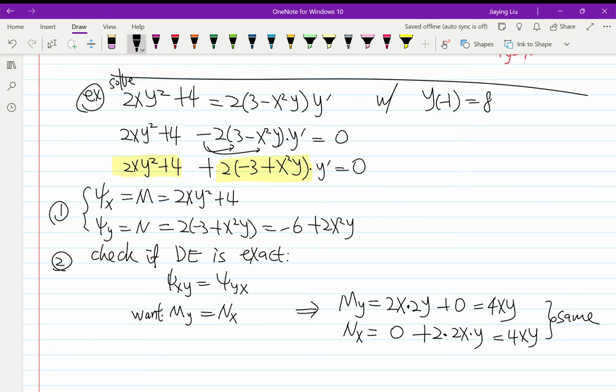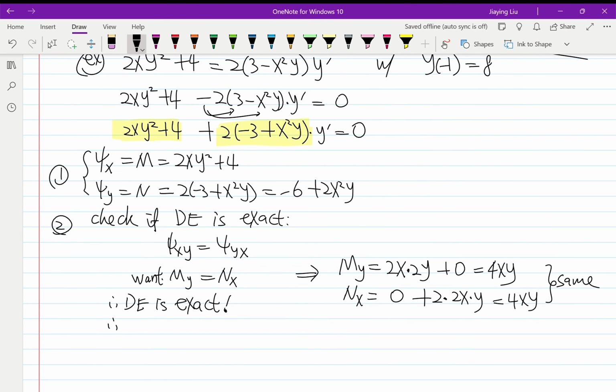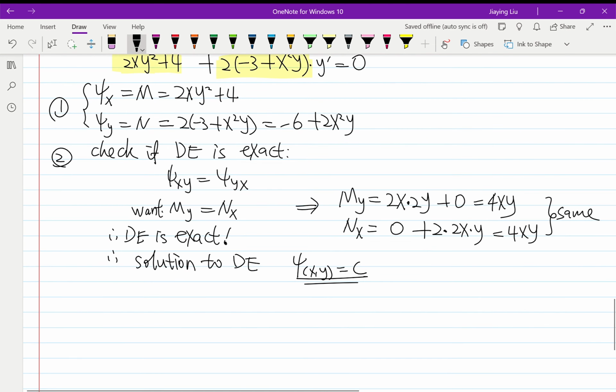That tells us that the differential equation is exact. That's a good thing because we know what the solution looks like. So the solution to the differential equation is going to be psi of x, y equals a constant. We need to know what psi is, but at least we know what the solution looks like. Any questions before I move on? This is the first 2 steps. All right, I'm not hearing any questions.